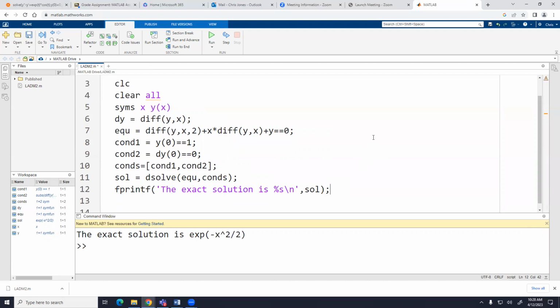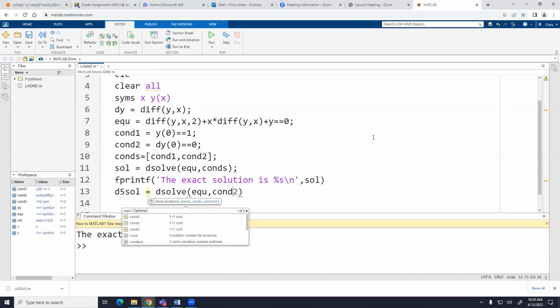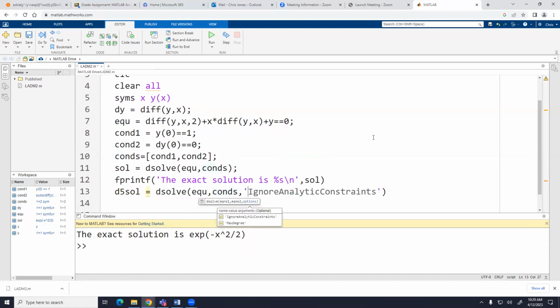Now what I want to show you guys is how to get to the series solution stuff. I'm going to show you that we can get different series solutions of different degrees. So I'm going to call this D5solve, which will be like a 5th degree solution. I'm still going to use dsolve, and I'm still going to use EQU, comma cons. But this is where it becomes different. I'm going to do apostrophe ExpansionPoint.